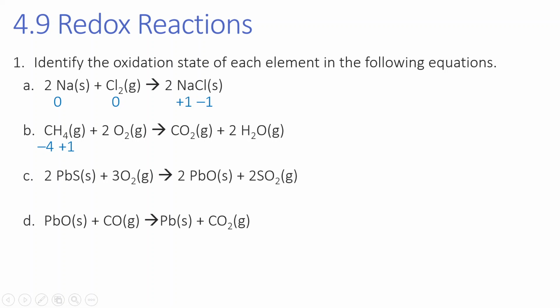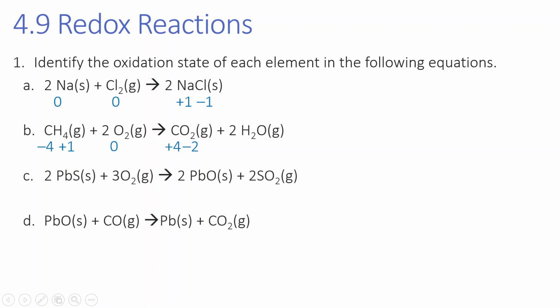Next we have this O2. This is oxygen in its standard state, so its oxidation state is going to be 0. We have CO2. Here we have oxygen, which is always going to be -2, and there's 2 of them. So that's -4 for my negative charge. So my positive charge for carbon has to be +4.